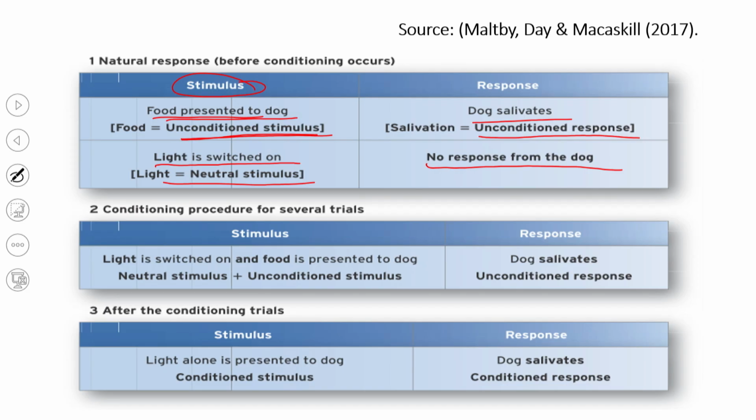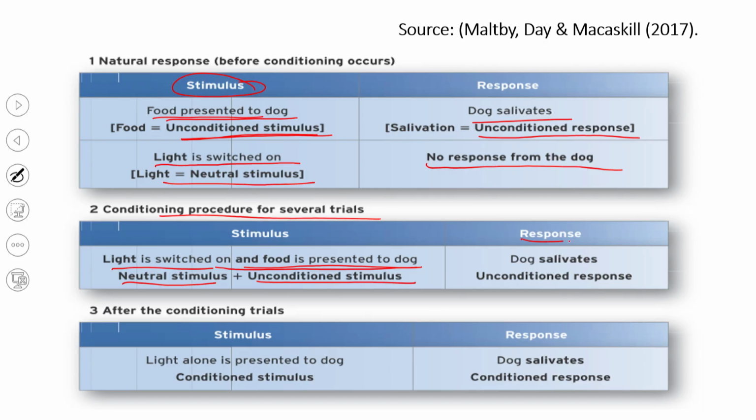Now, the second step is the conditioning procedure. What happens? Now, this association is happening. Light is switched on, and food is presented to the dog. Two things are associated here, light plus food. Light is switched on, and after that food came automatically, in sequence of time. So light is the neutral stimulus plus food is the unconditioned stimulus. Both are presented together, one after the other.